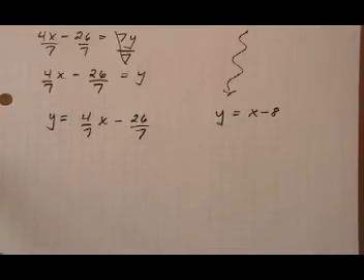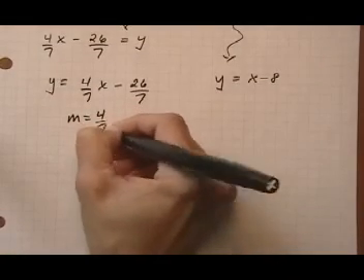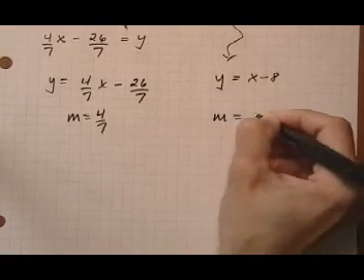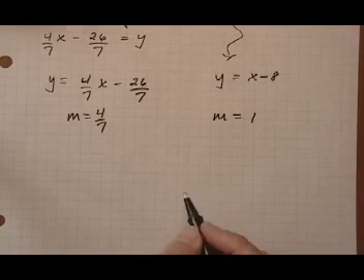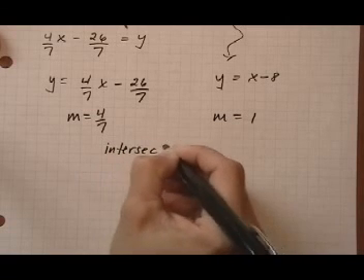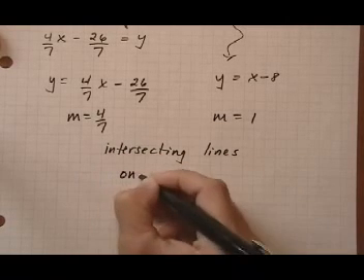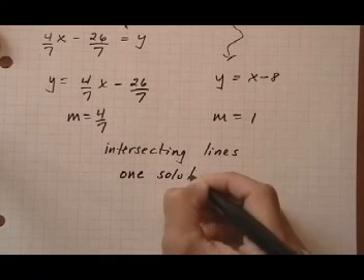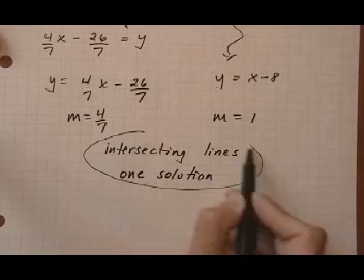and the one we're comparing it to is y equals x minus 8. These have different slopes. This one has slope 4/7, this one has slope 1. Therefore, what we have is a case of two lines that are intersecting together. And they intersect at one point. So we have one solution. And it's neither a dependent nor an inconsistent system.